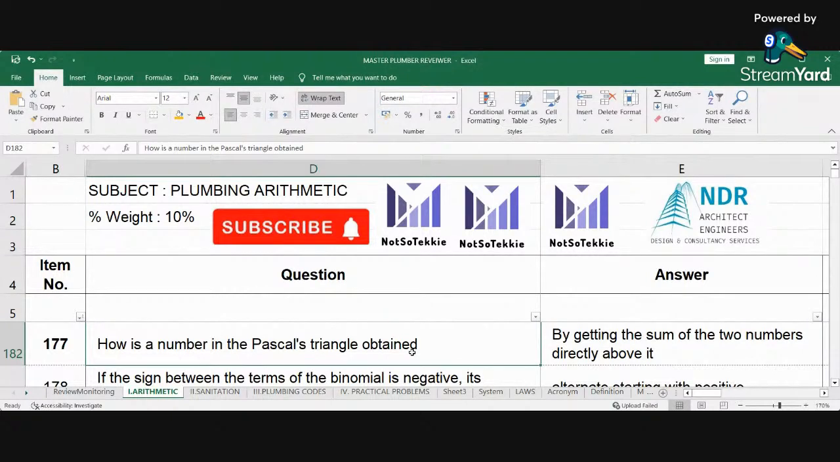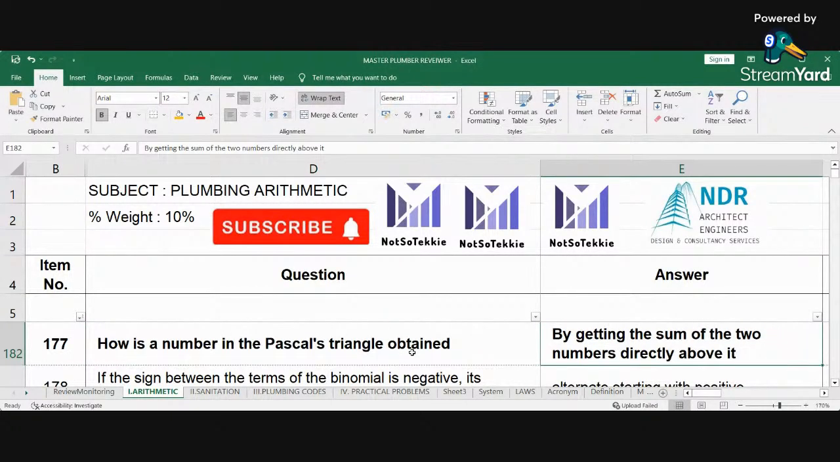How is a number in the Pascal triangle obtained? Answer is by getting the sum of the two numbers directly above it. Oh, Pascal triangle pala. How is a number in Pascal triangle obtained? Answer is by getting the sum of the two numbers directly above it.